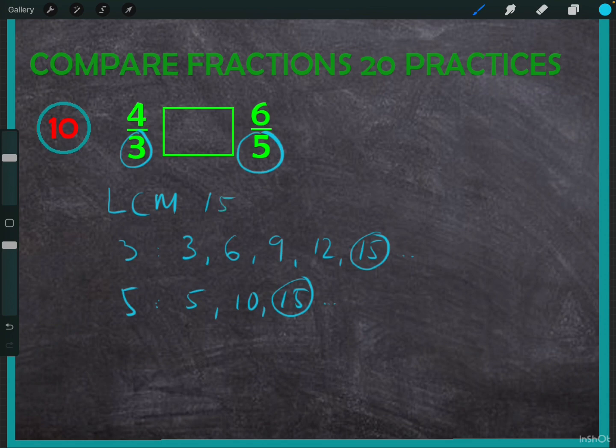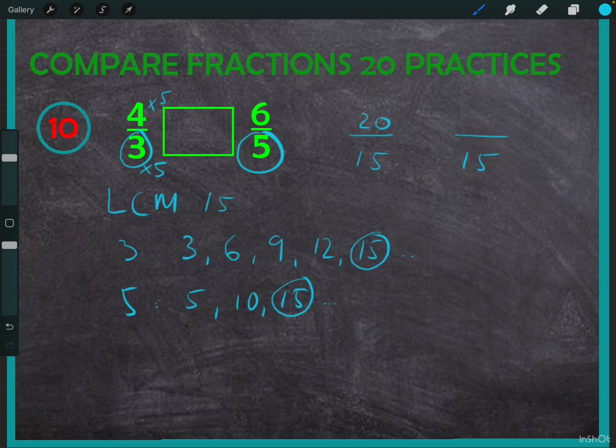From here, we will convert the two original fractions into two new fractions with the denominator 15, the LCM. For the first fraction, to get 15 from 3, we must multiply 3 by 5, and we must also multiply 4 by 5 to keep the fraction equal. 5 times 4 is 20. 20 over 15 is the equivalent fraction of 4 over 3.